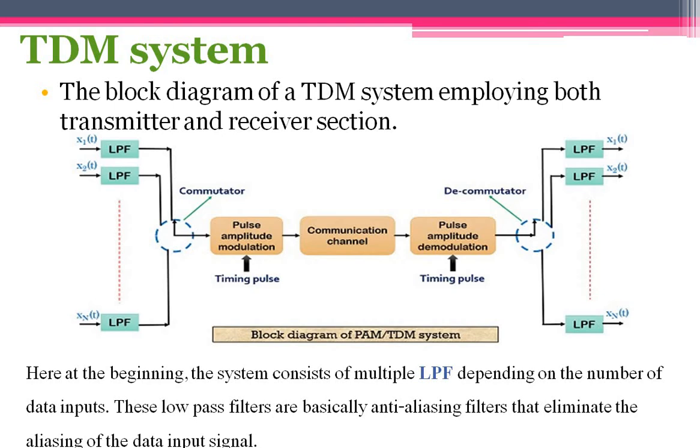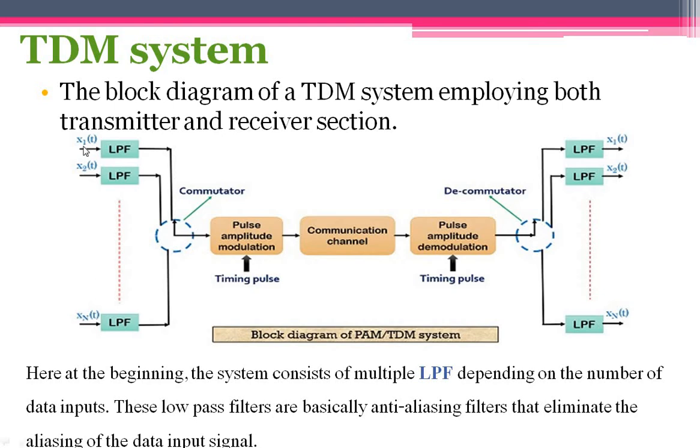Whenever you have undersampling, which effect will you have? The aliasing effect. That is, the sampling rate is less than the Nyquist rate, which is 2 times the highest frequency component. If it is less than the Nyquist rate, then you will have the aliasing effect. Remember the figure: the pulses are getting superimposed, and a small amount of data is removed or destroyed. That is the aliasing effect.